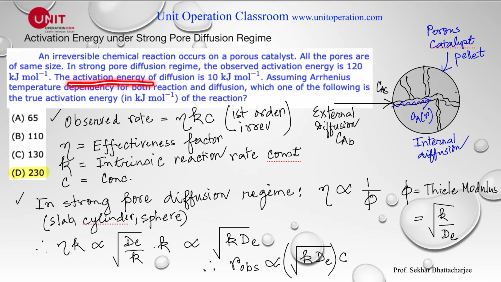The activation energy for diffusion is 10 kilojoule per mole. Normally, this is very small, somewhere between 10 to 15 kilojoule per mole. Whereas the actual reaction rate is in the very high range, approximately 100 to 120 kilojoule per mole. Assuming Arrhenius temperature dependence for both reaction rate and diffusion, which one of the following is the true activation energy, which is probably the activation energy of the actual intrinsic kinetics?